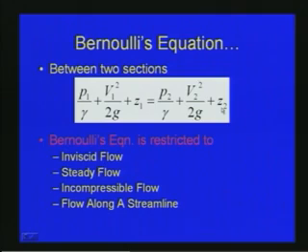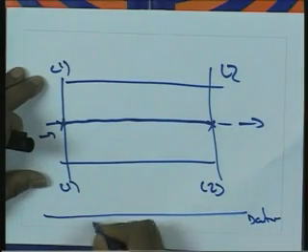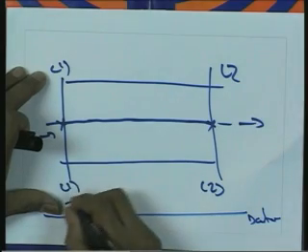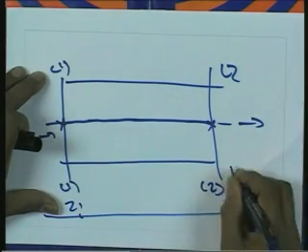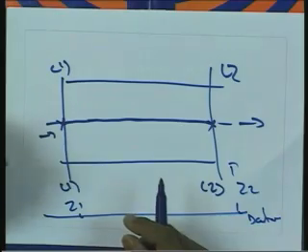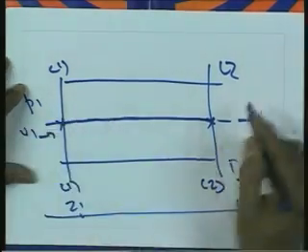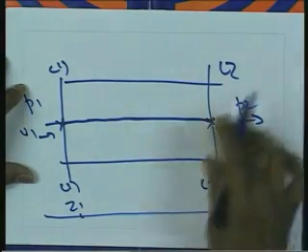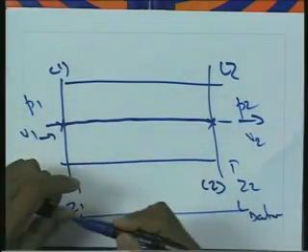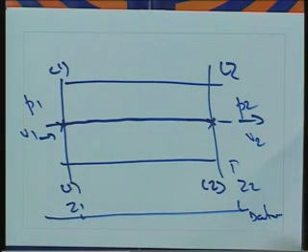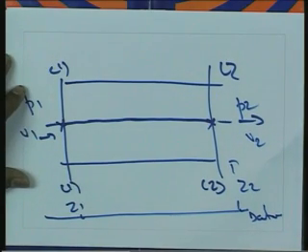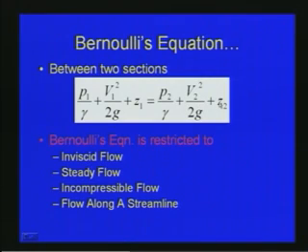If we consider this figure, this is the datum, Z1 is the position head and Z2 is the position head. With respect to Bernoulli's equation, P1 is the pressure here, V1 is the velocity here, P2 is the pressure and V2 is the velocity at section 2. So finally the equation becomes P1 by gamma plus V1 square by 2g plus Z1 is equal to P2 by gamma plus V2 square by 2g plus Z2, where gamma is the specific weight of the liquid. This is the general equation between two sections.